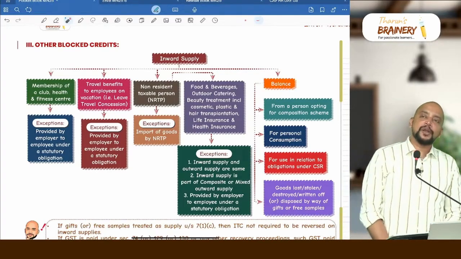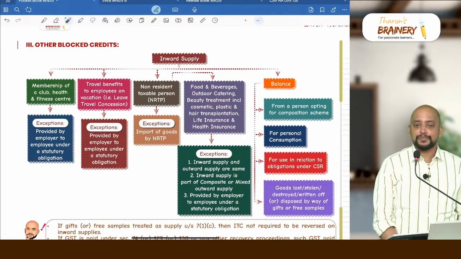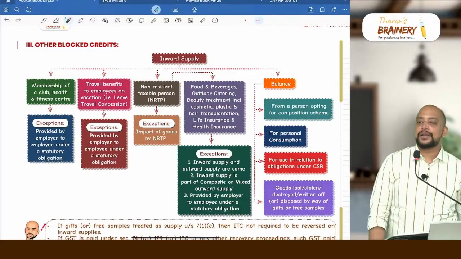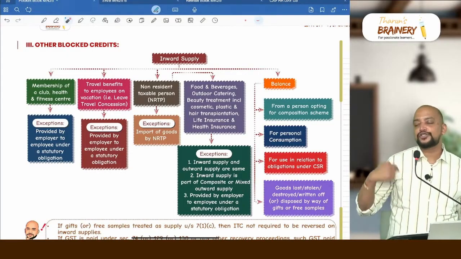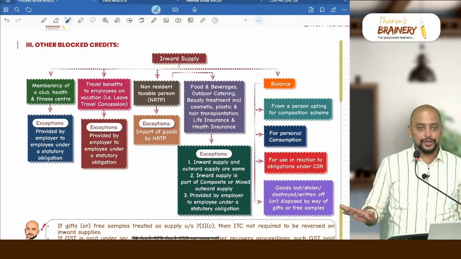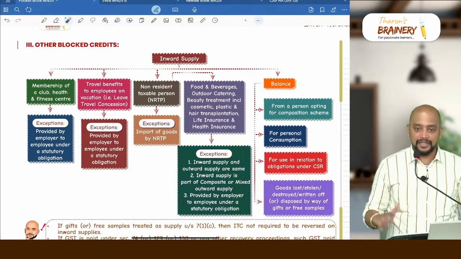It went up to the Supreme Court, and the Supreme Court said yes, they can take ITC with respect to that. But recently they have made an amendment in the Finance Act to nullify that Supreme Court judgment. But this will not be applicable for your exam, so don't worry. Suppose, sir, if at all we get it, what should we write? Write that ITC is available.